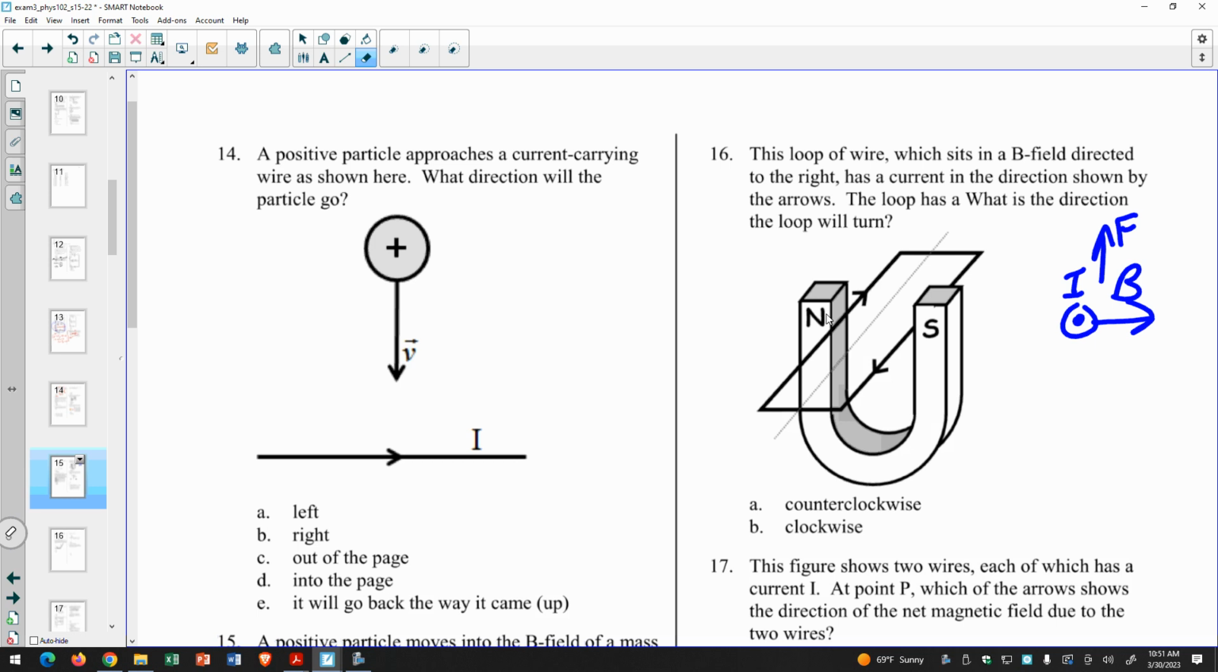Like this, if the arrows are coming down, like that would be out of the page. Yeah, that's out of the page. So this is out of the page, and this is into the page. Into the page is away from you, out of the page is towards you. Okay? Yeah.